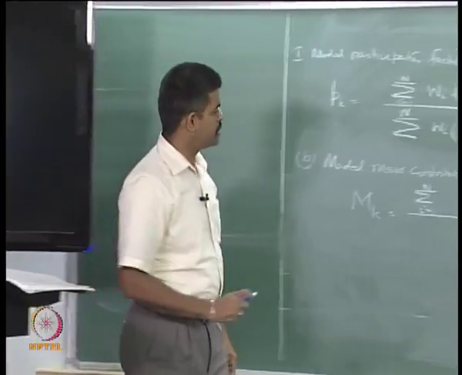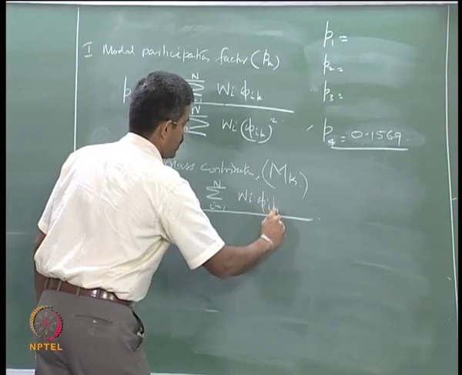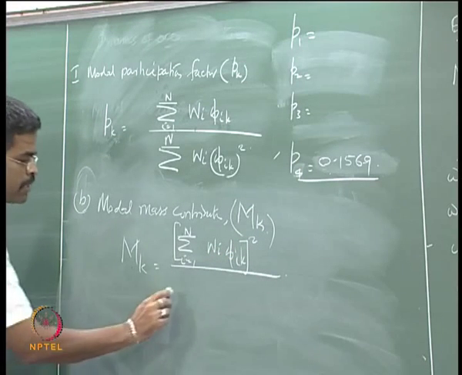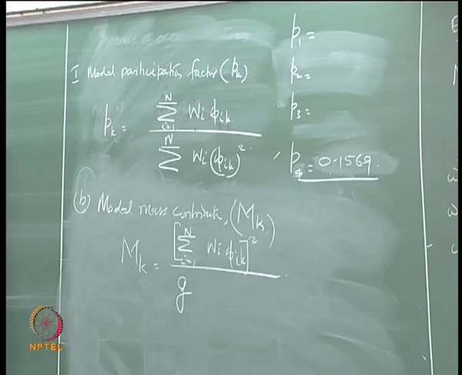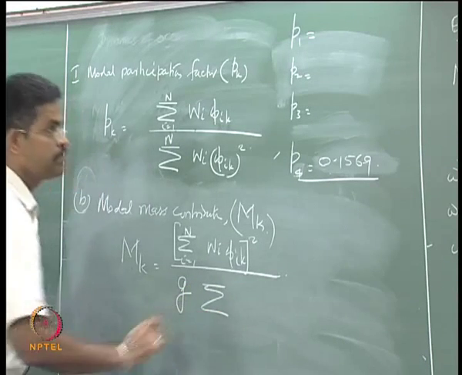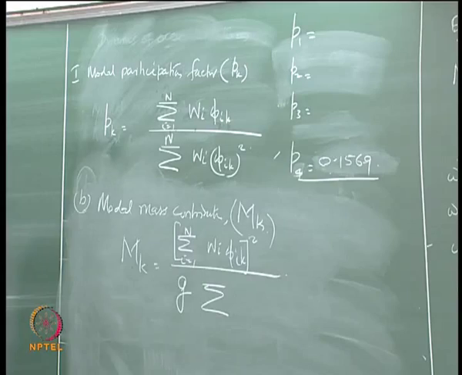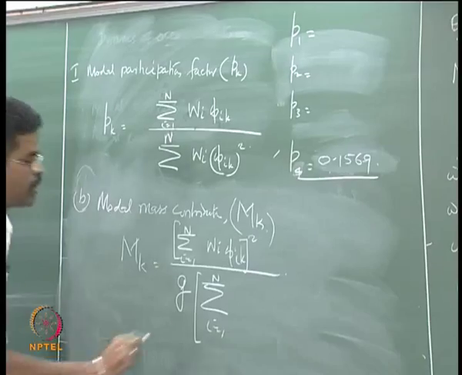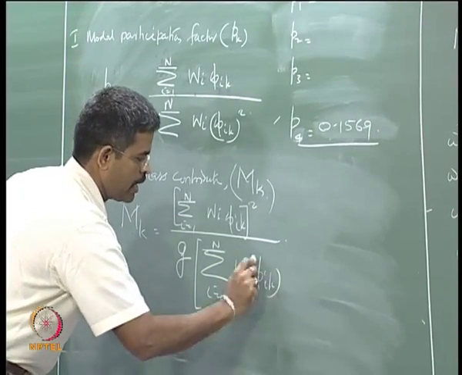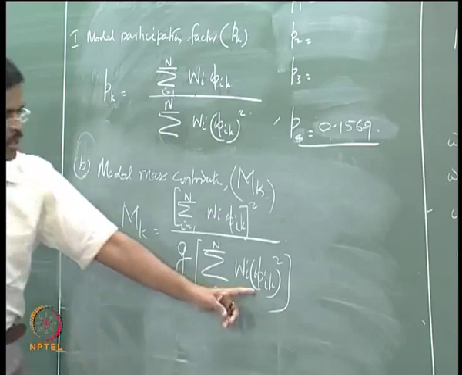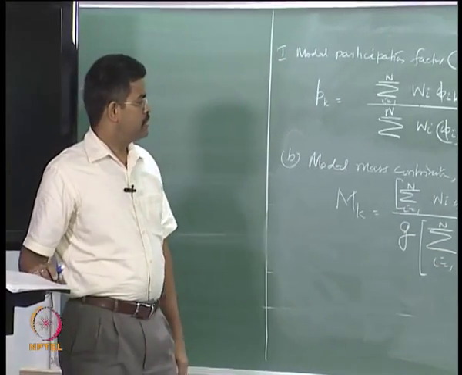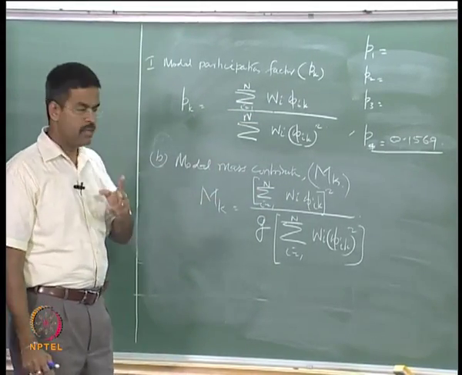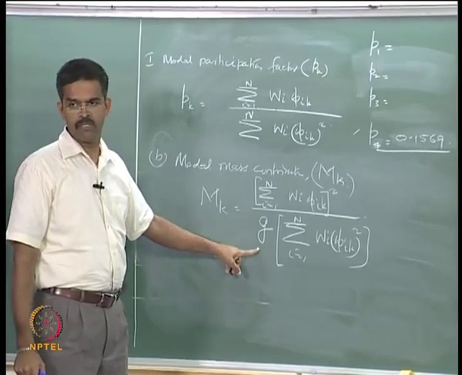This is given as the square of the summation of Wi phi ik, divided by g, talking about the mass now, I am using weight inside, times summation of 1 to n of Wi phi ik square. The square is only for the phi ik. This equation is similar to what we have here, except that the numerator is squared and I am talking strictly about the modal mass, dividing by g. Okay.